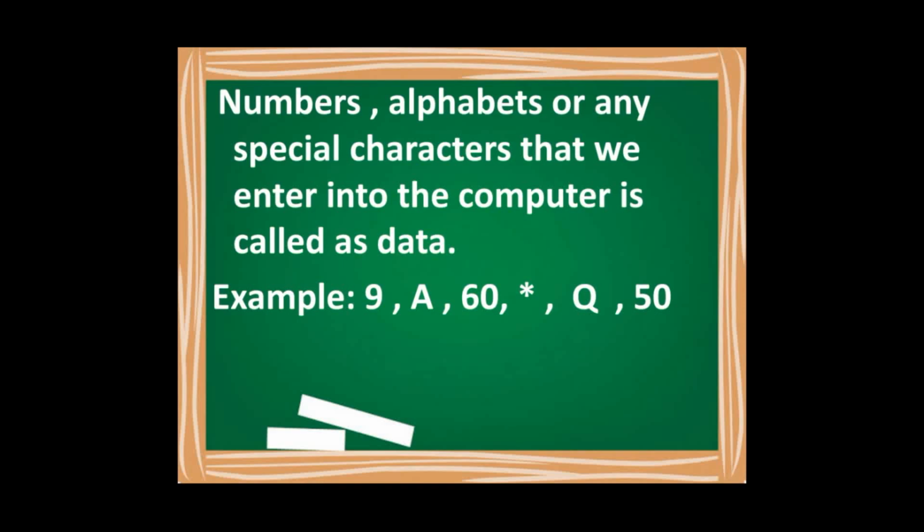So, whenever we use the computer, we type some numbers. Sometimes we also type certain alphabets or even some special characters. All these things, like the numbers, the alphabets, or the special characters that we type into the computer, are known as data. Example: 9A60 asterisk Q50. All of these are data.